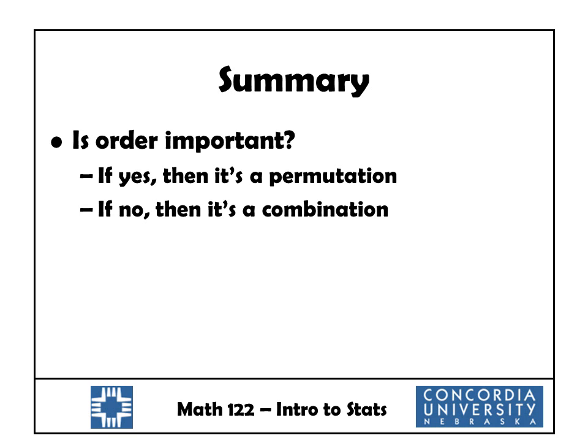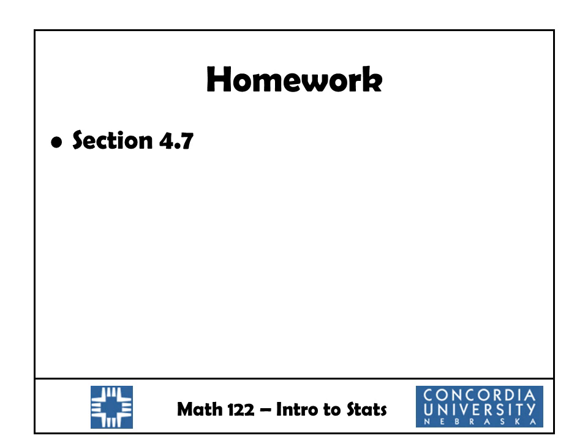So to summarize, we have 2 different types of rules, permutations or combinations. And to decide which type of problem you have, you ask yourself, is the order important? If yes, then it's a permutation problem. If no, then it's a combination problem. That's it for the Section 4.7 lesson.